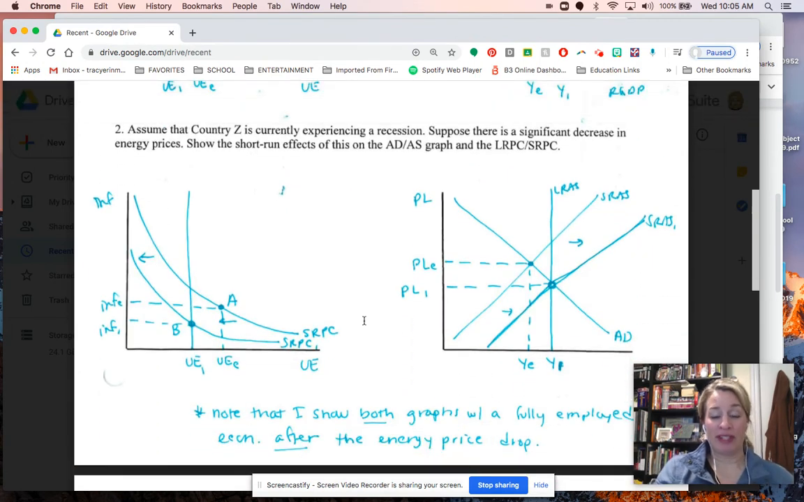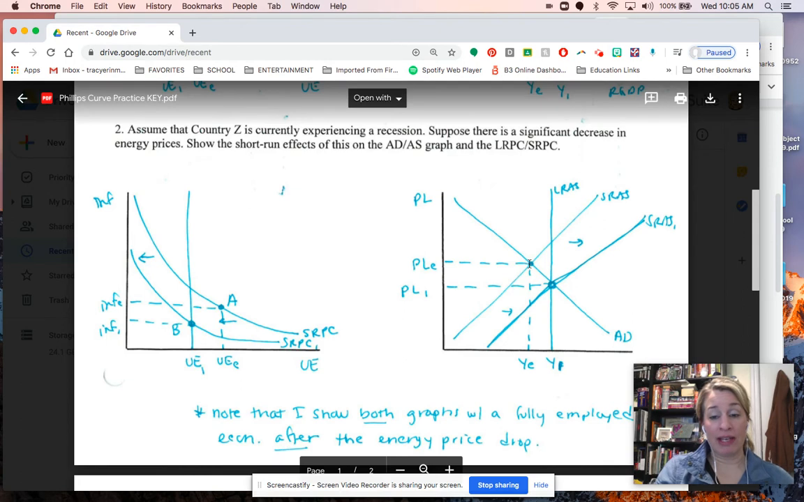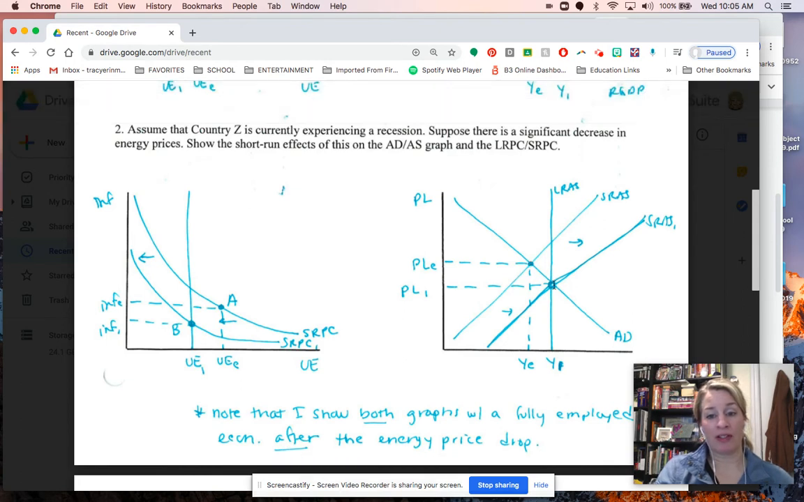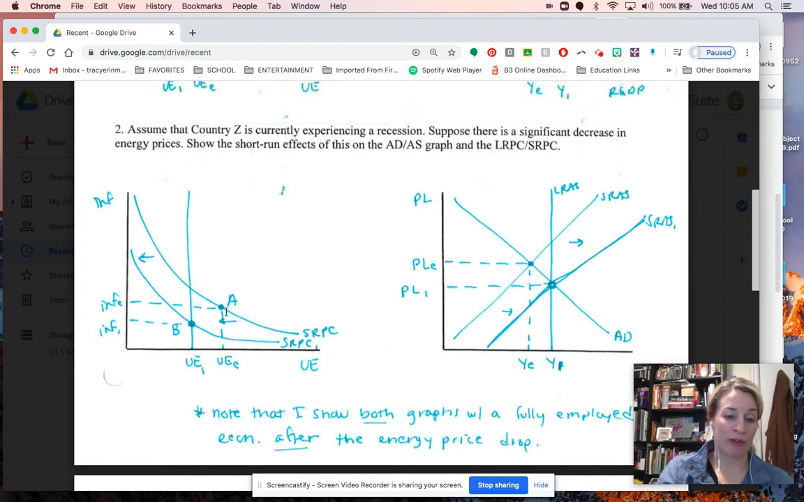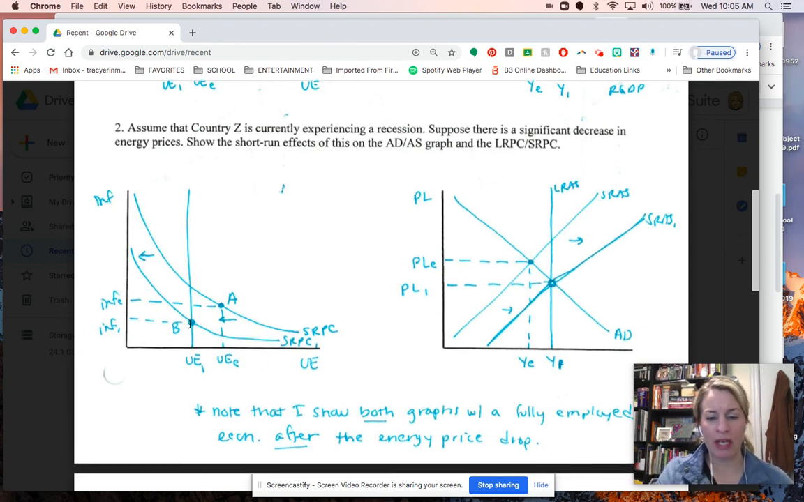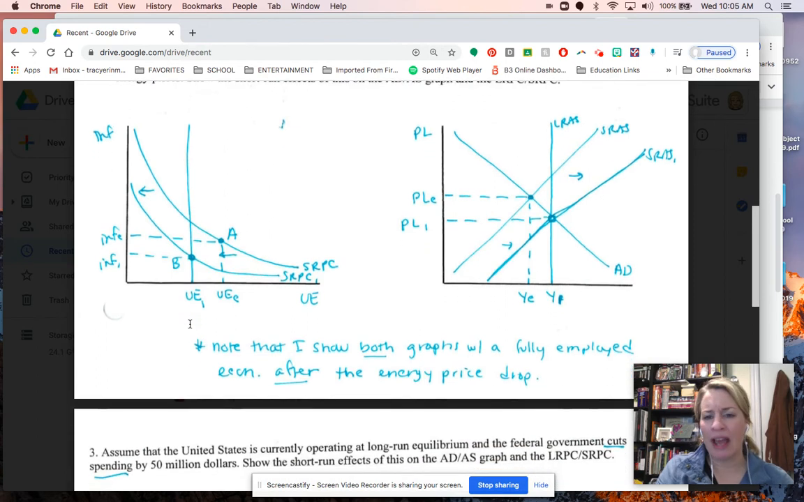So with a recessionary gap, we're starting out here, and we're going to see that short run aggregate supply shift to the right. Notice how we have the recessionary gap over here, and we're going to shift that whole short run Phillips curve to the left. Now, some of you might be wondering, she shifted it all the way to full employment. Did I have to do that?